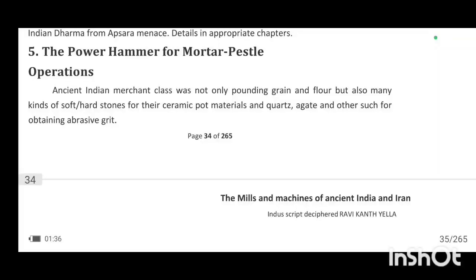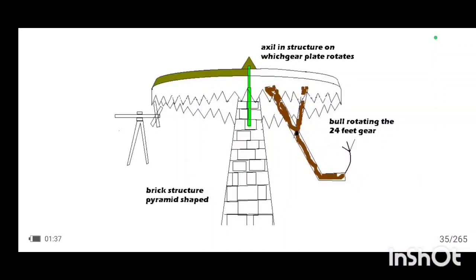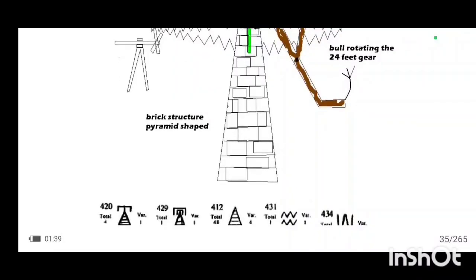The power hammer for mortar pestle operations, for threshing the grain, maybe pounding copper ore, tin ore, whatever, what they were doing, we do not know. The powerhouse consists of a brick structure, pyramid shaped brick structure, and a 10 feet diameter wooden disc on the top of it, rotating by the power of a bull. We can see some symbols arising out of that powerhouse.